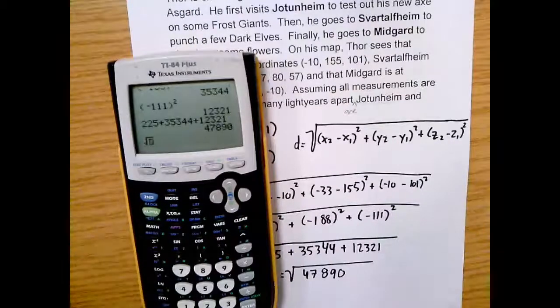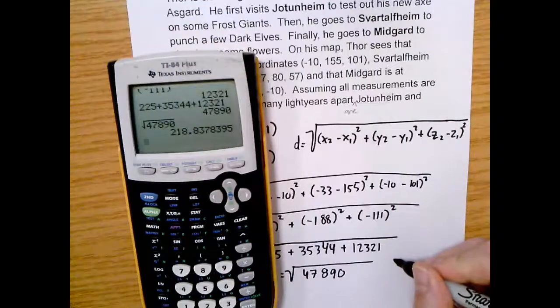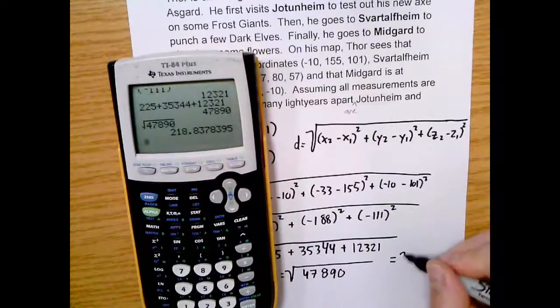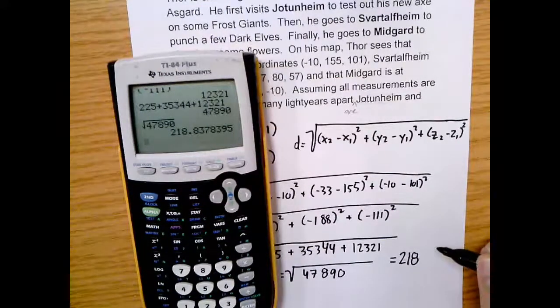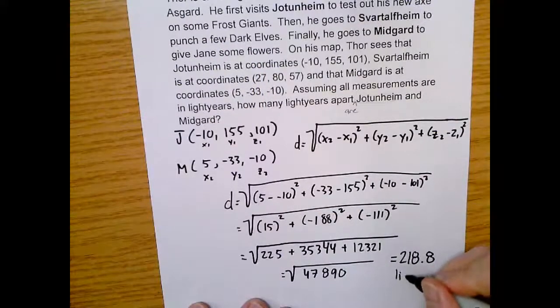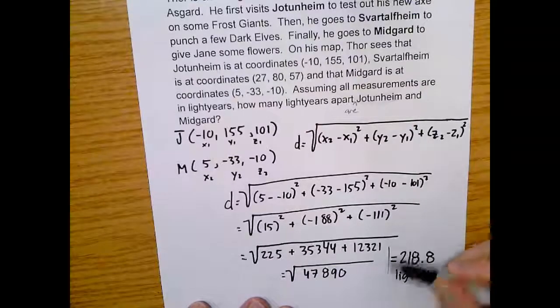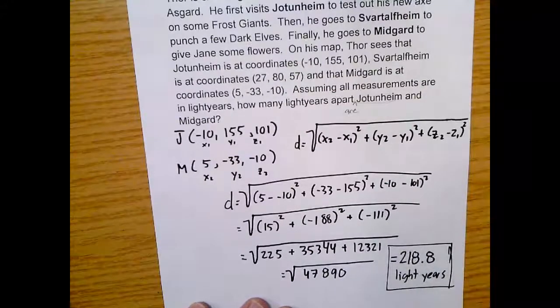So square root of 47,890, and we're going to get, maybe right here so we can actually see it, 218, and we'll just say 0.8, okay? 218.8. 0.8 what? Well, the question said light years, okay? So now we know that according to this question, Jotunheim and Midgard are 218.8 light years apart. There you go. And good job.